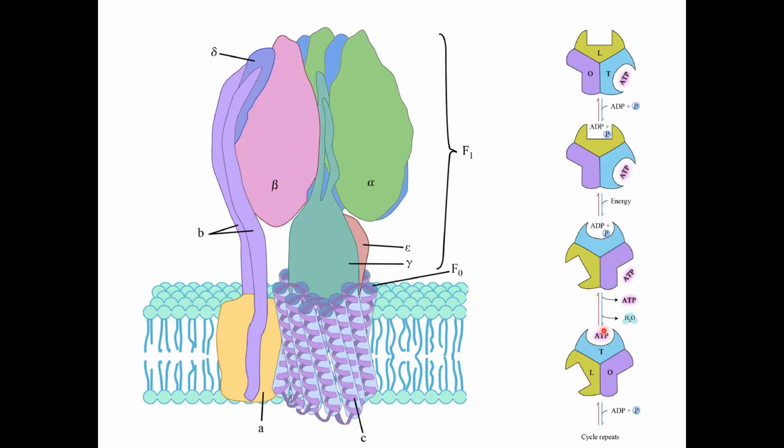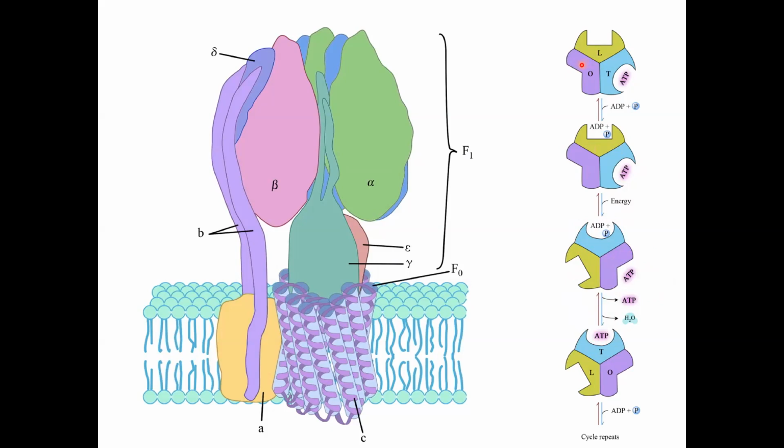And in the open configuration, so in the O, ATP is released. So here's the O, this purple one right here. ATP is released. This is the open configuration. So the beta subunits of ATP synthase will rotate between the loose configuration, the T configuration, and the O configuration.